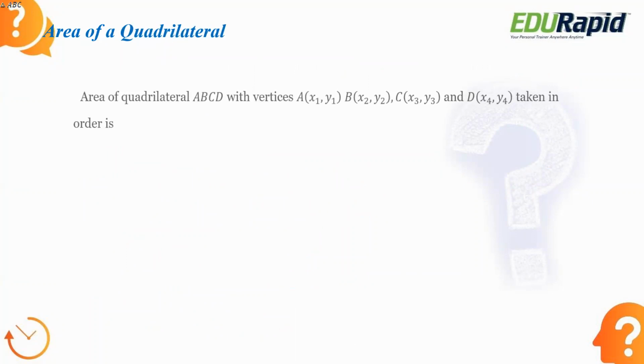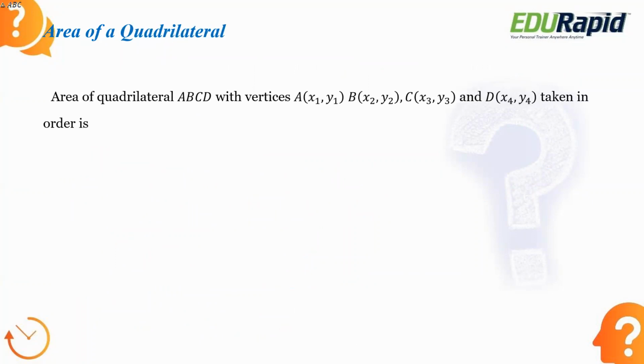Area of a quadrilateral. So when we speak about quadrilateral, we have area of a quadrilateral ABCD with vertices A x1, y1, B x2, y2, C x3, y3, and D x4, y4. We get the area by using this formula.